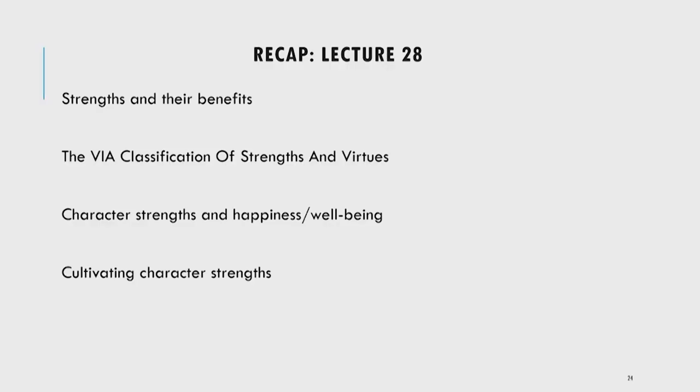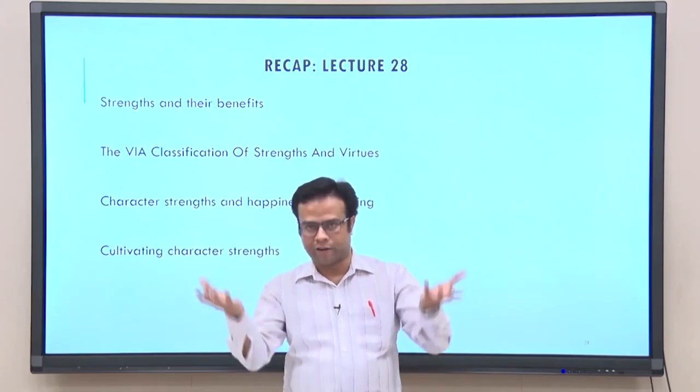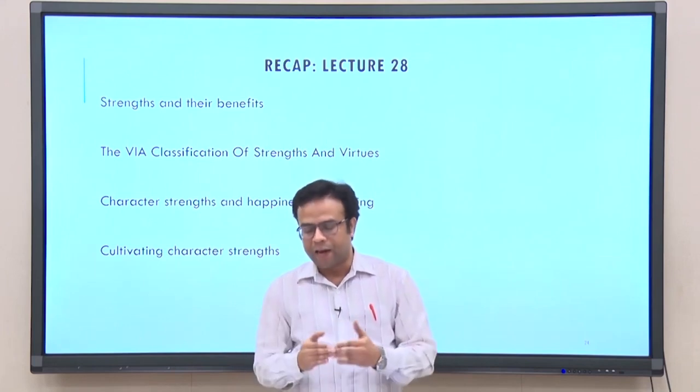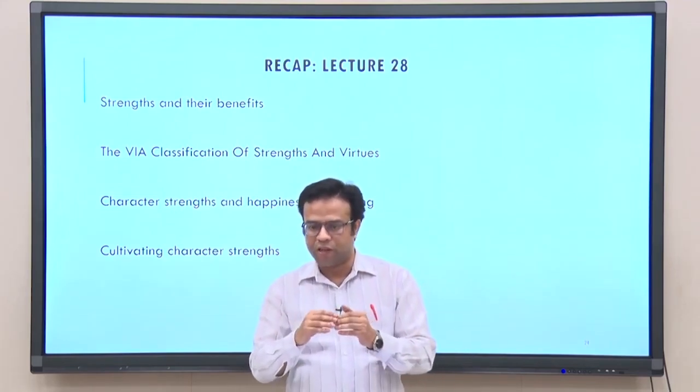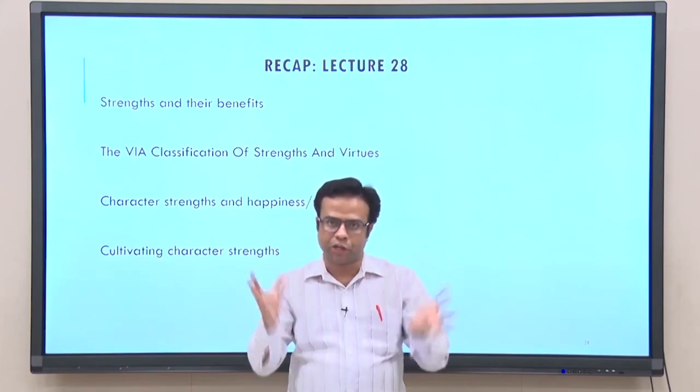In that classification, they use a particular term called character strength to connote the idea that certain strengths of character, which are morally desirable and connote moral goodness, are very important for our happiness and well-being, and there are many benefits associated with them. This classification includes the idea of virtues and character strengths. We discussed that virtues are core moral characteristics, such as wisdom and humanity, and character strengths are specific mechanisms, or specific psychological processes, that define those virtues. These are more like sub-dimensions.